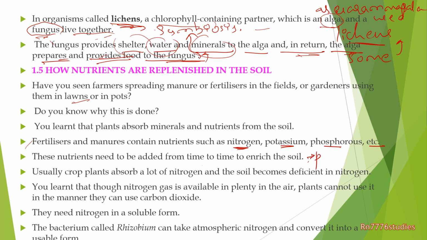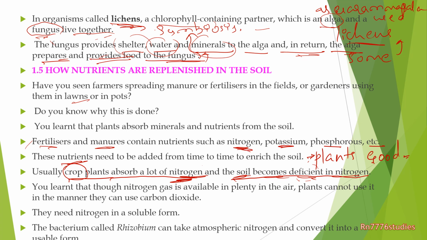Yes, plants require this. If you want good growth, nutrients should be provided from time to time to the plants. Usually crop plants absorb a lot of nitrogen and the soil becomes deficient in nitrogen. When a crop plant, whichever crop you are growing in your field, absorbs a lot of nitrogen, the soil becomes deficient in nitrogen. Deficient means it lacks nitrogen. So what they'll do here is add fertilizers and manures, which are rich in nitrogen, potassium, phosphorus.